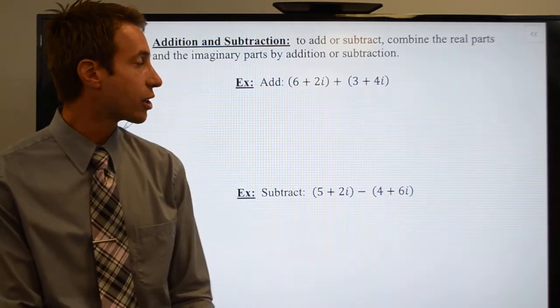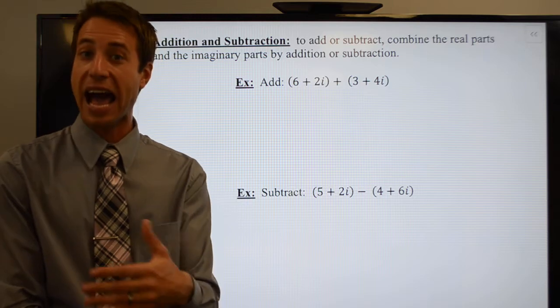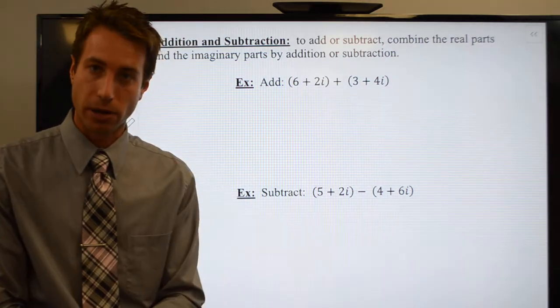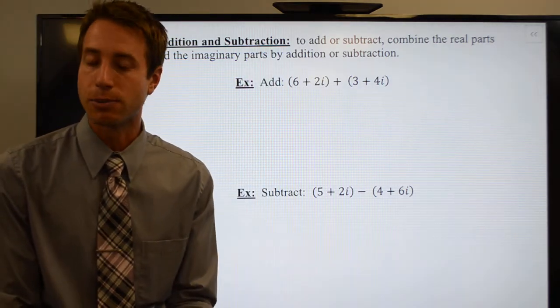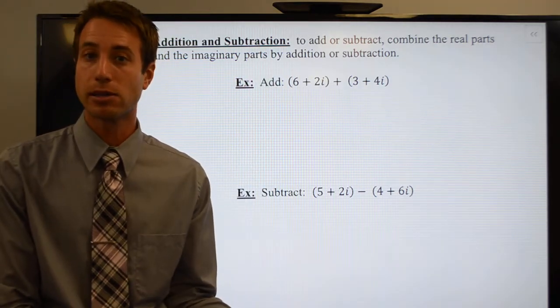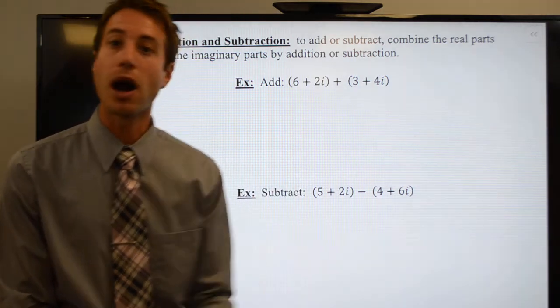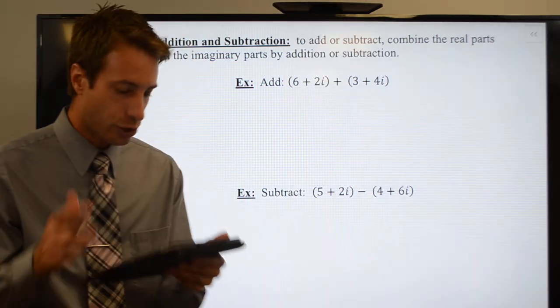And so here's the way it's going to work. In order to add complex numbers, you will add the real parts of the complex number and add the imaginary parts of the complex number. Same is true for subtraction. If you're doing subtraction, you will subtract the real parts and subtract the imaginary parts. So combining like terms, right? That's what we're doing. So let's go ahead and do that.